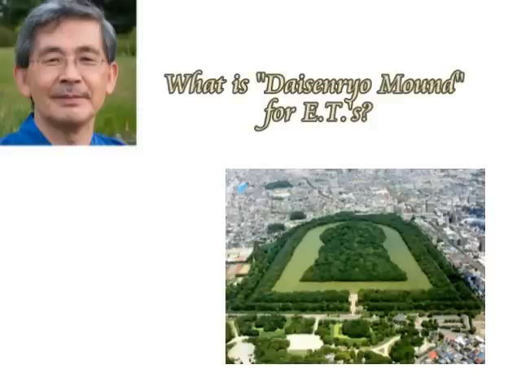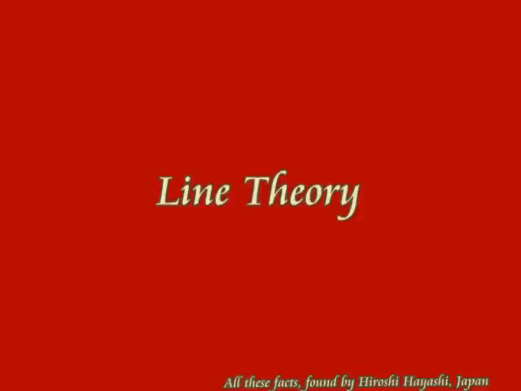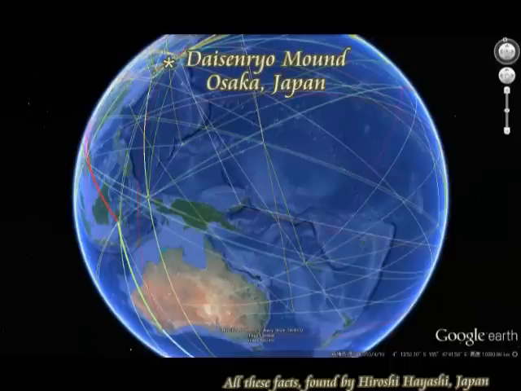This is Daisenryo Mound, and of course this was created by aliens. Here I can show you the proof and evidence. Line theory. Sort of Hiroshi Hayashi's line theory.